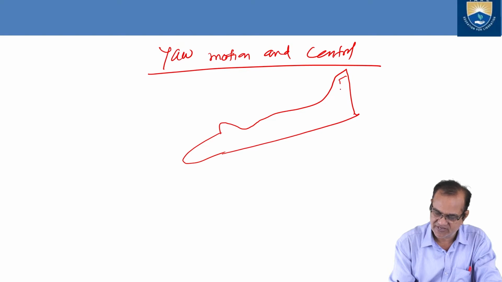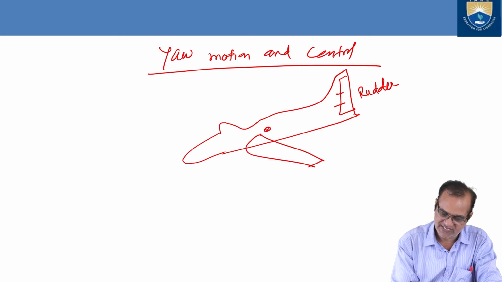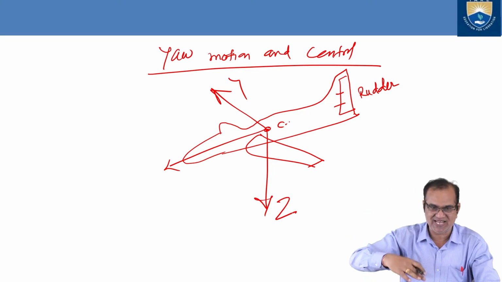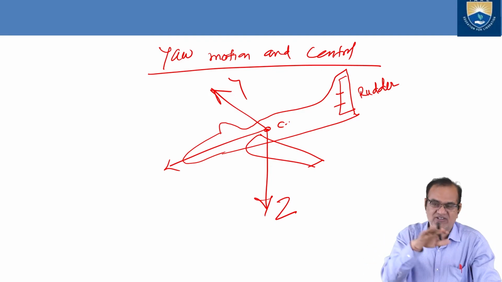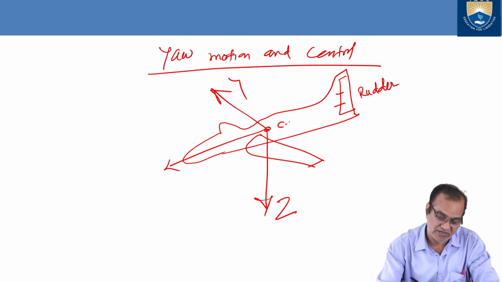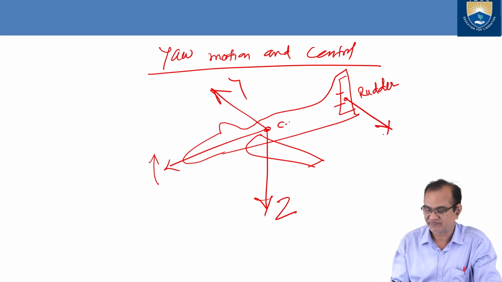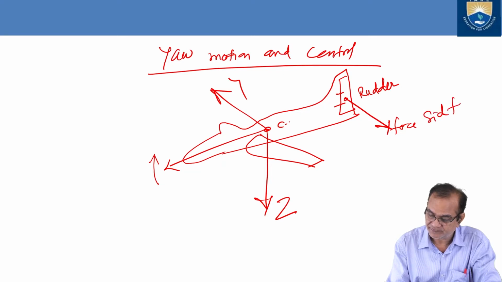This is the aircraft. I am showing only the rudder, not showing other things. And this is the CG here. This is the X, this is the Y, and this is the Z. So when the motion is happening with respect to the vertical axis or the yaw axis, it is called yawing. In this, nose will go left or right. If I want to make the nose go right, I need a force in this direction. This force is called the side force.